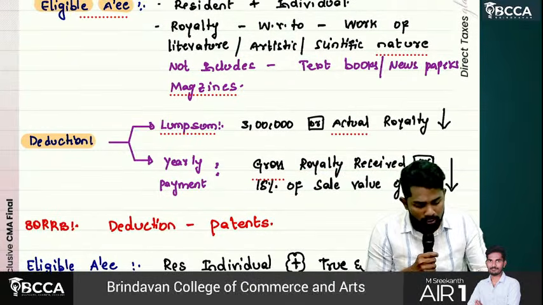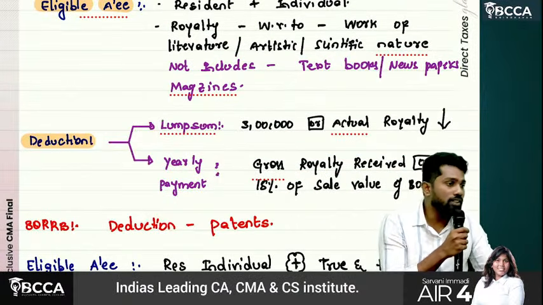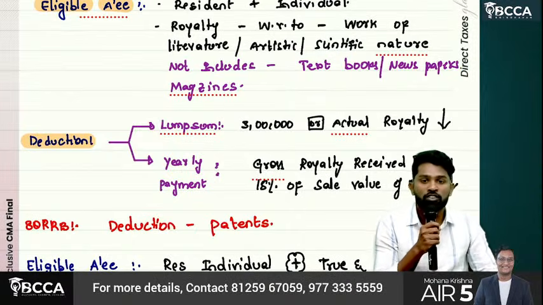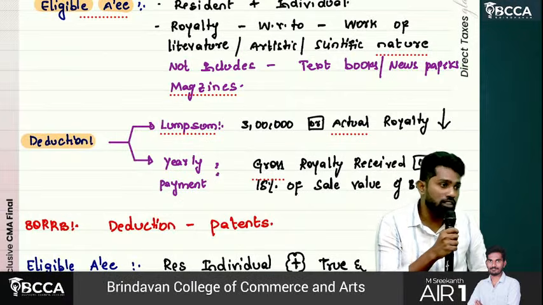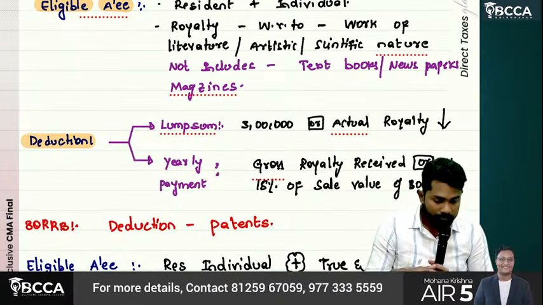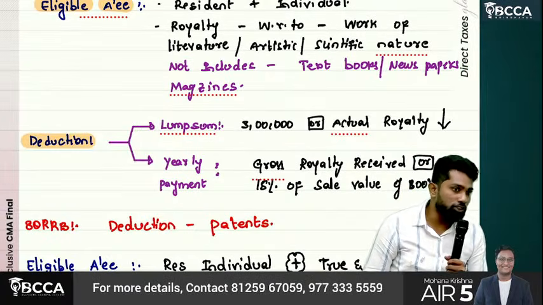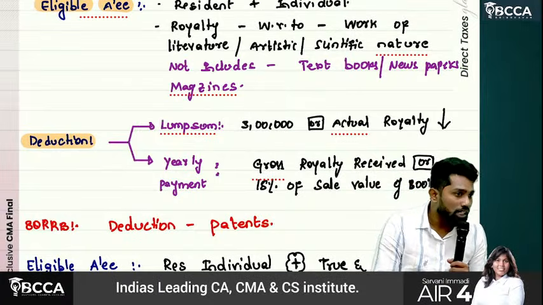But for us mostly, sir, this lump sum point only will be there in the questions. Actual royalty received or 3 lakhs, whichever is lower, eligible for deduction. However, if it is yearly, sir, 15% of gross sale value or actual royalty received, whichever is lower, eligible for deduction. Okay. To claim this deduction, the assessee should be resident or non-resident? Resident. If he is a non-resident, he is not eligible for deduction.